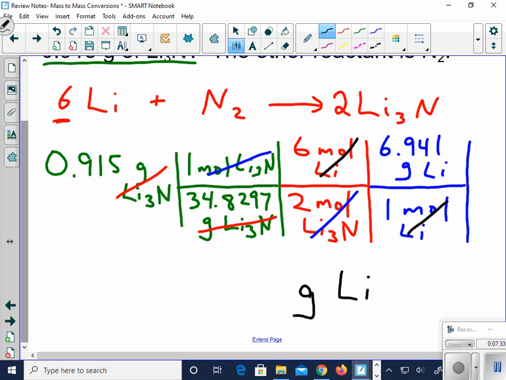So I get my calculator and I take 0.915. I divide it by 34.8297. Multiply by 6, divide it by 2, finally multiply it by 6.941, and I come up with a value having 3 significant figures, 0.547.